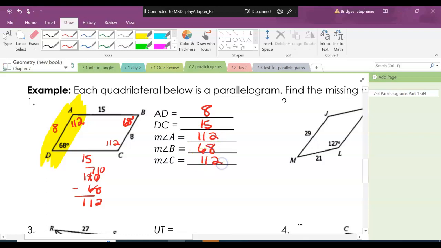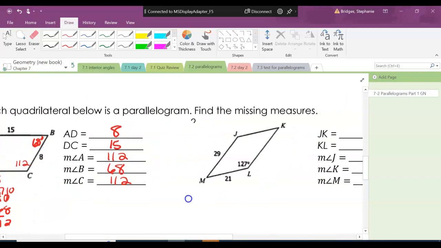Okay. Because it says, the third property says consecutive angles are supplementary. And so that means the angles that are next to each other, so I chose these two, A and D. Supplementary means 180. So I just took this one angle, the 68 that I was given, and took it out of 180 to figure out what the other one was. Is everybody good? All right, try number 2 then.